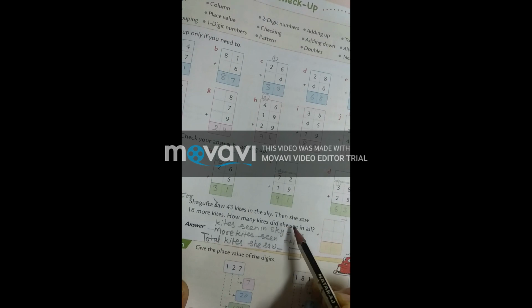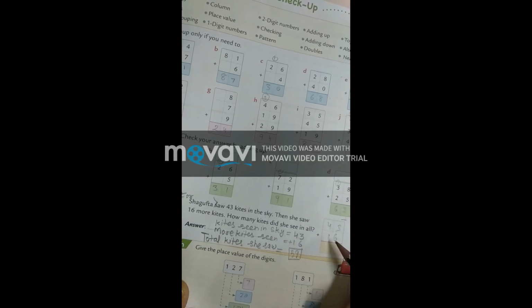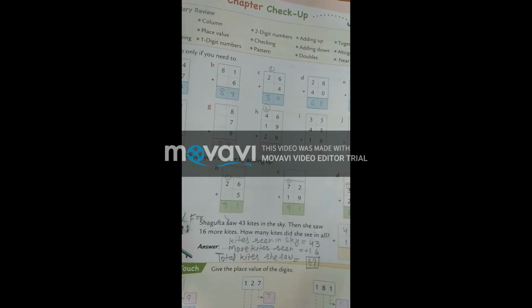Shagufta saw 43 kites in the sky. Okay. Now then she saw 16 more kites. How many kites did she see in all? So you have to write in the notebook like this. On the top for Shagufta, kites seen in sky 43, more kites seen is equal to 16. Total kites she saw, just add 6 plus 3 9, 4 plus 1 5, or you can fill also here 43 and 16, then add yourself. So this is chapter checkup for you.